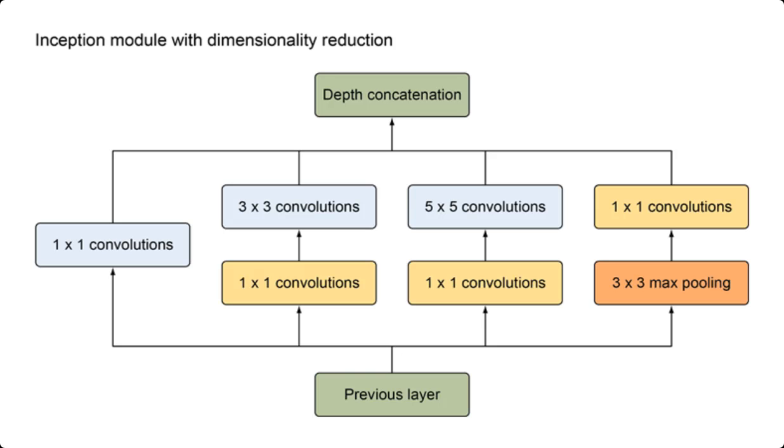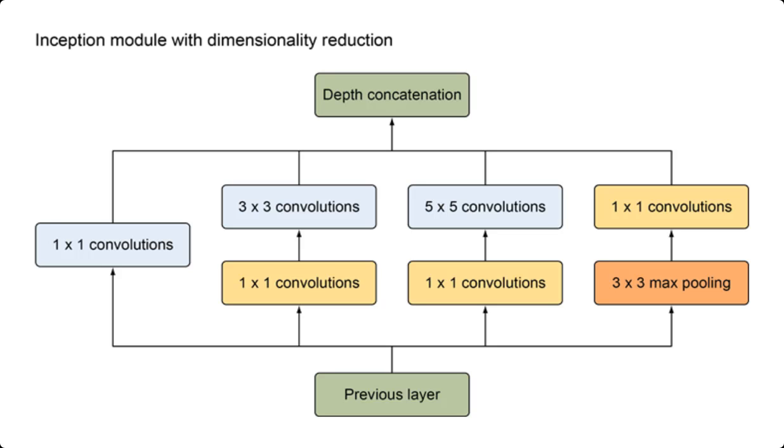The idea here is to add the 1x1 convolution layer before the bigger kernels like 3x3 and 5x5 convolution to reduce their depth, which in turn will reduce the number of operations. Now let's look at an example here.